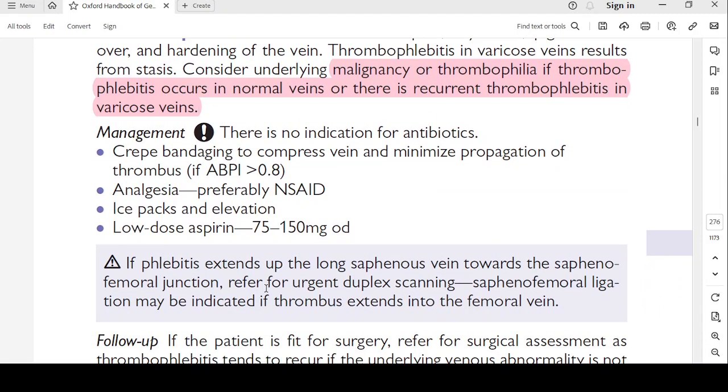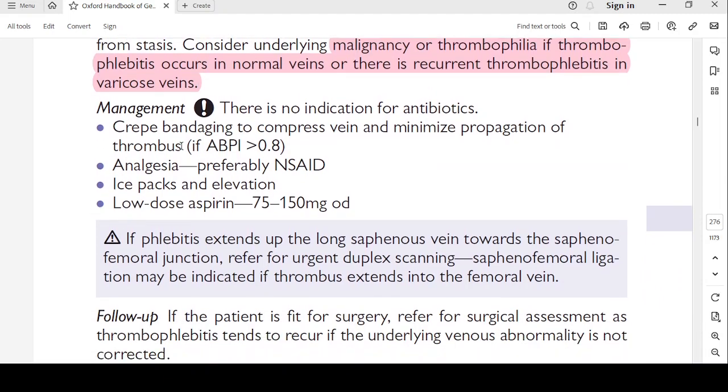Management. There is no indication for antibiotics in thrombophlebitis. Use a crepe bandage to compress the vein and minimize propagation of the thrombus. If ABPI is more than 0.8, then only compression bandages. Analgesia, preferably NSAID, ice pack and elevation, low dose aspirin 75 to 150 milligrams prophylactically.